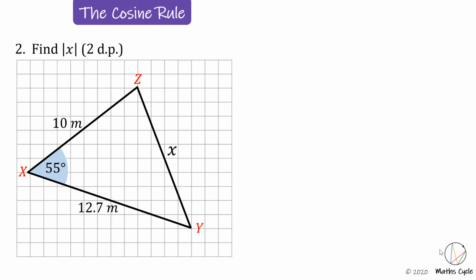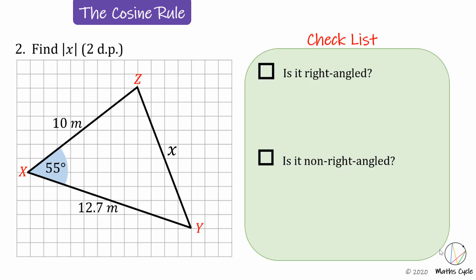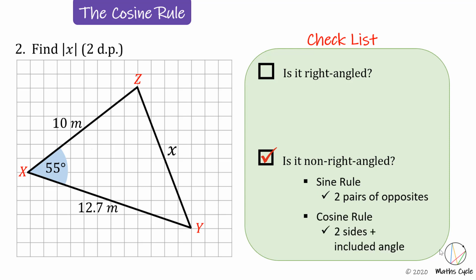Now example number 2. Find the length of x correct to 2 decimal places. So let's do our checklist. Is it a right-angled triangle? No, it's not. Is it a non-right-angled triangle? Yes, it is. Do I have 2 pairs of opposites for the sine rule? No, I don't. Do I have 2 sides and an included angle for the cosine rule?